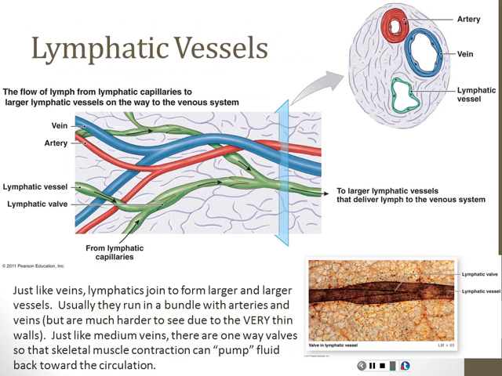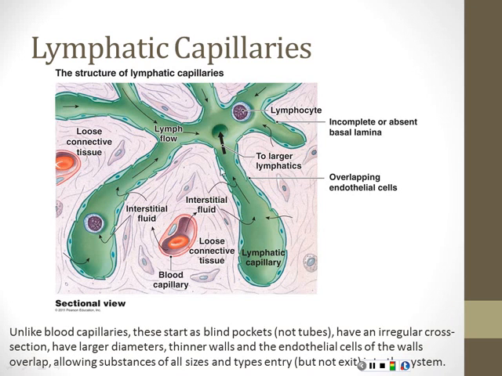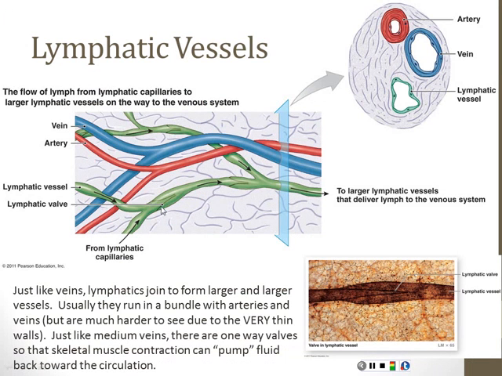All right. So what happens? These blind sacs called lymphatic capillaries empty into larger lymphatic vessels, and these lymphatic vessels travel along with arteries and veins. So just like when you find an artery, there's usually a vein next to it. Well, there's also a lymphatic vessel there too, you just can't see it.